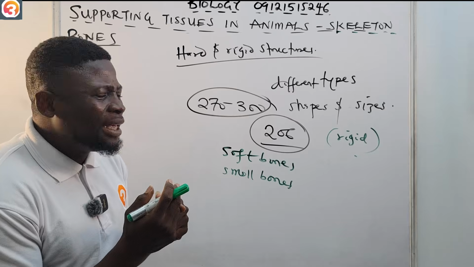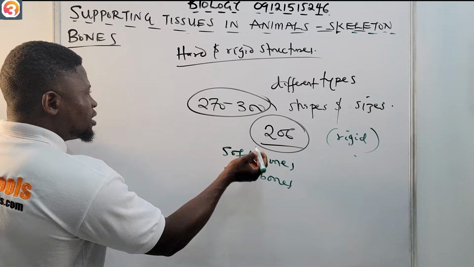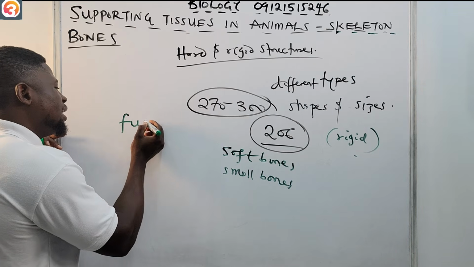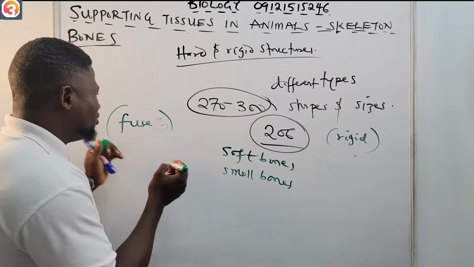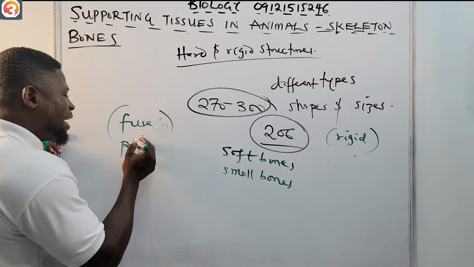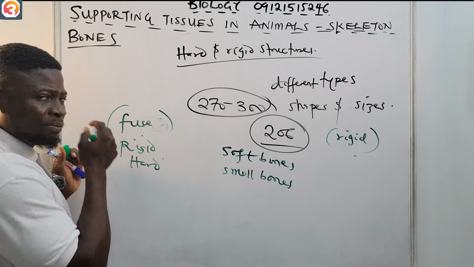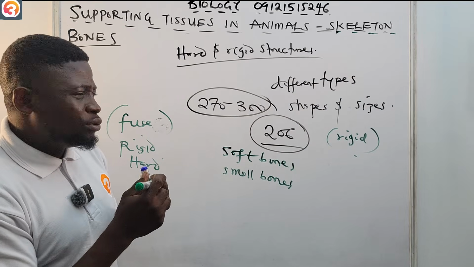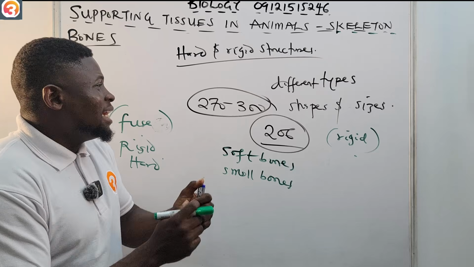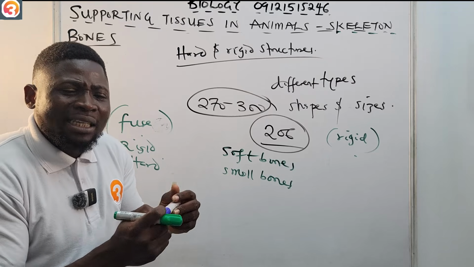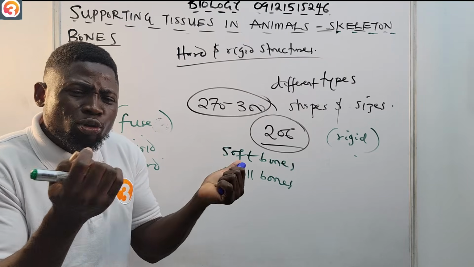But as the baby begins to grow, you see that these bones begin to fuse together, and then they become rigid and hard. So that is what happens. As they begin to fuse together, like two bones, maybe later become one because of the fusion.